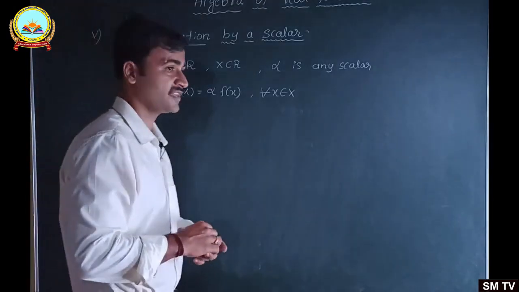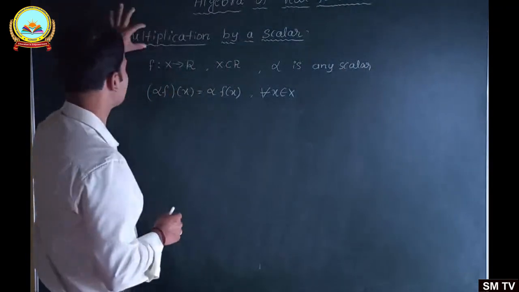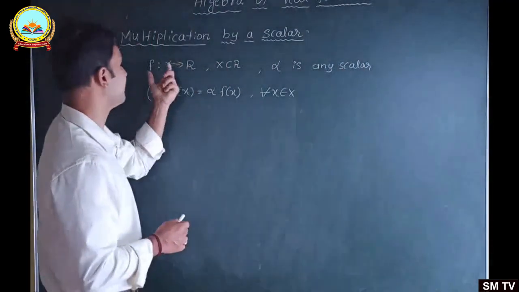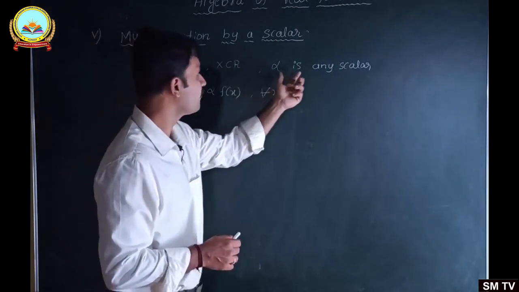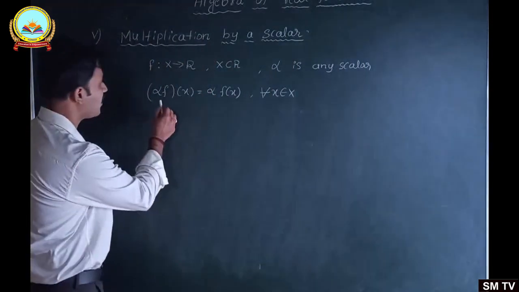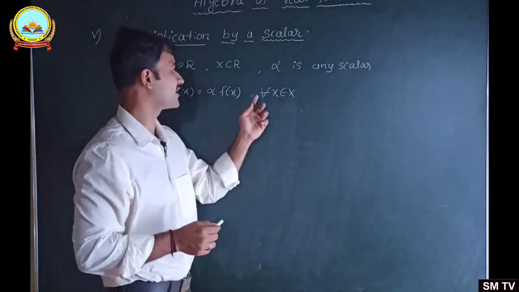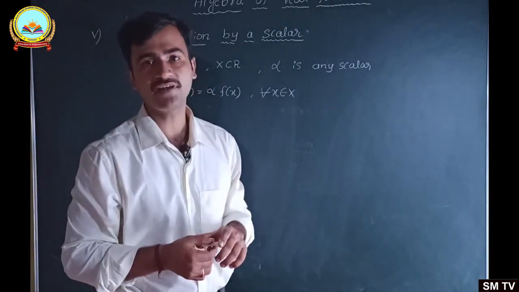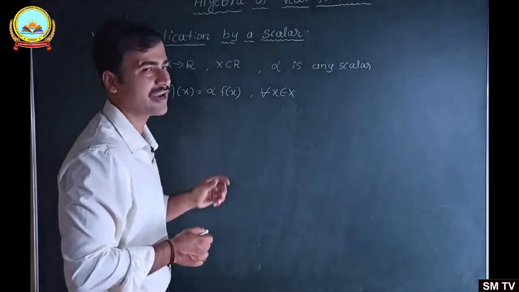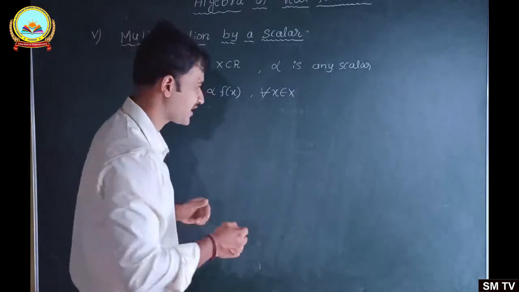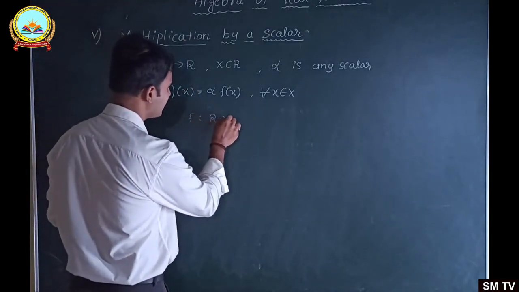Okay, so this is addition, subtraction, multiplication and quotient of real functions. In algebra of functions, we have one more concept, that is multiplication by a scalar. If f is a function from X to R and X is a subset of R, and alpha is any scalar, then alpha f of x is equal to alpha into f of x for all x belonging to capital X. That is, if you multiply by a scalar, then it will be multiplied for the whole function.